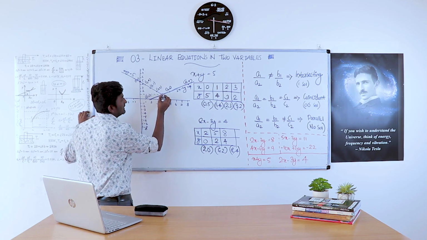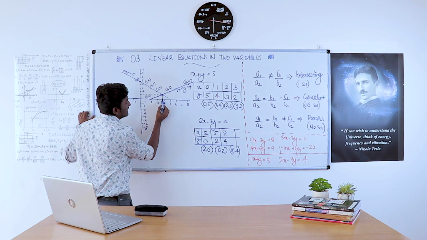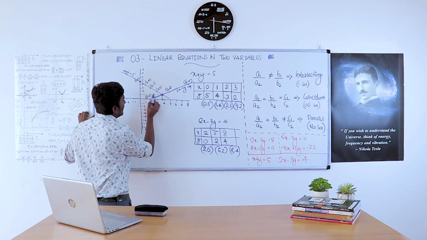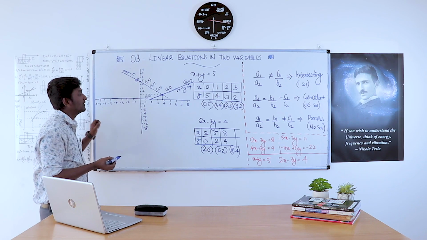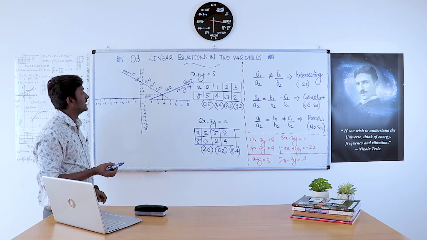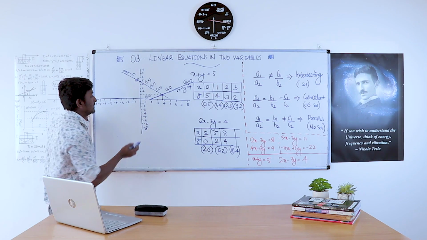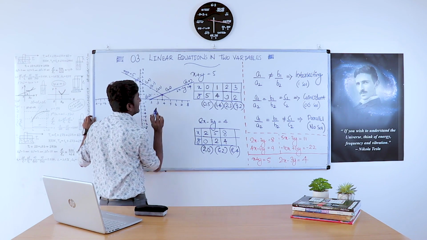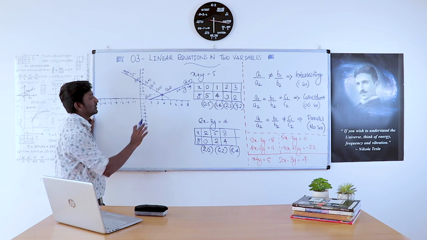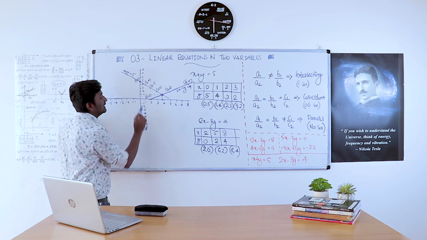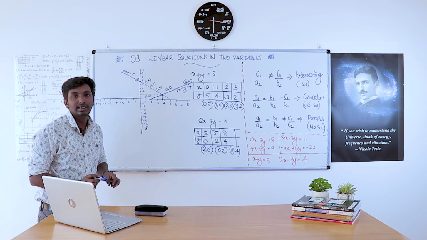So the intersecting point is here. The value corresponding to the x-axis is the value of x. The value corresponding to the y-axis is the value of y. Here I am not using graph paper, just drawing roughly on the board. So approximately in between 3 and 4 is the x value and approximately 1 is the y value.